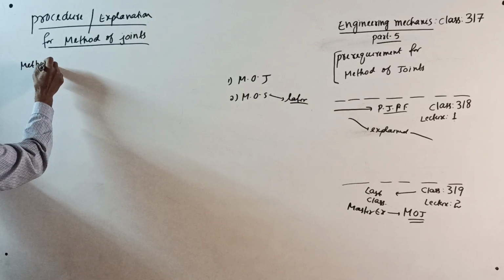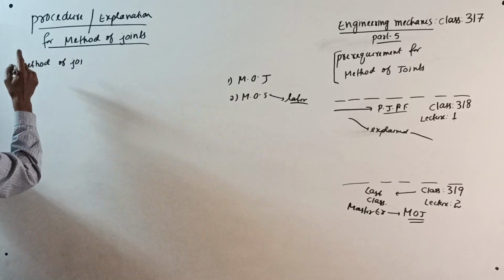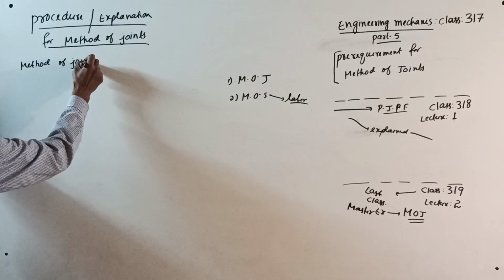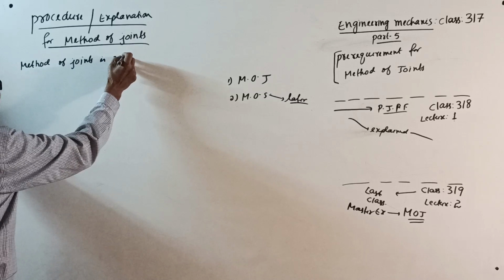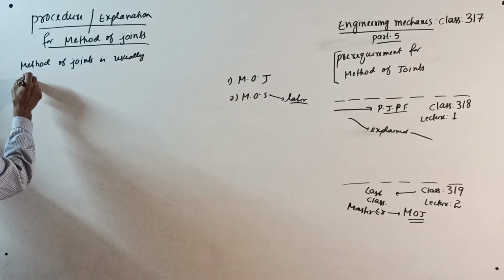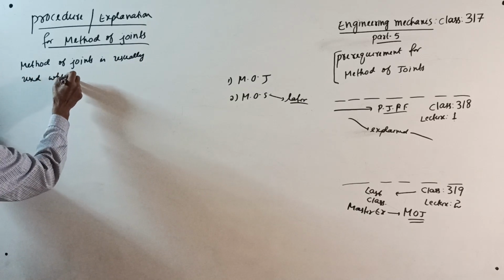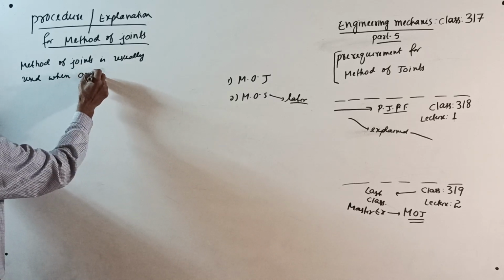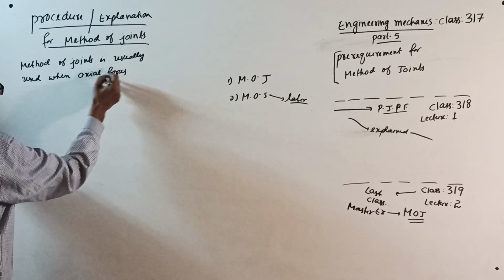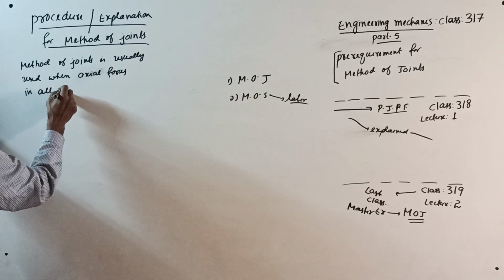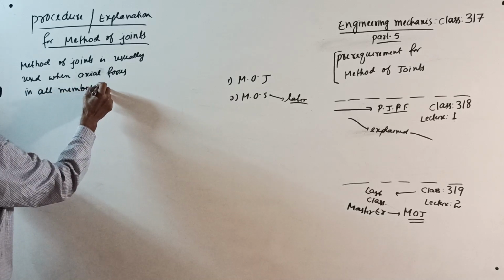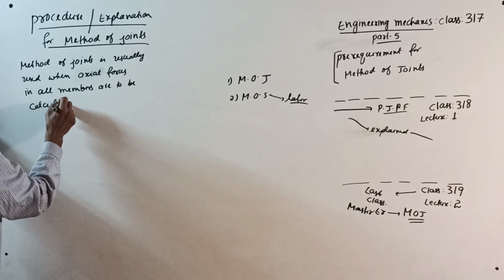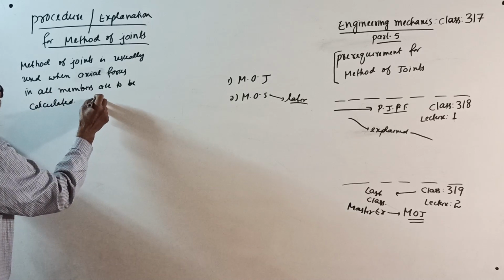Remember, method of joints, this is what I told, procedure come explanation, both are there. Method of joints is usually used when axial forces in all members are to be obtained or calculated. Okay. Make a small note here.